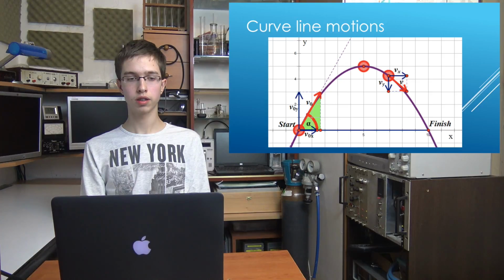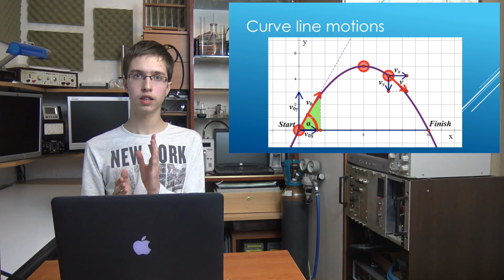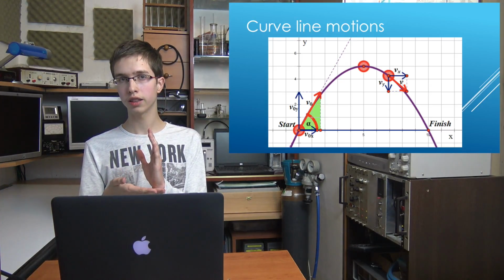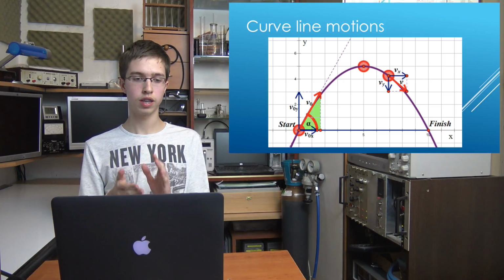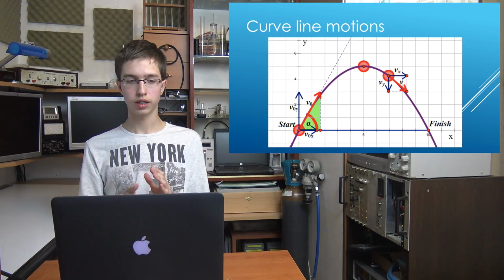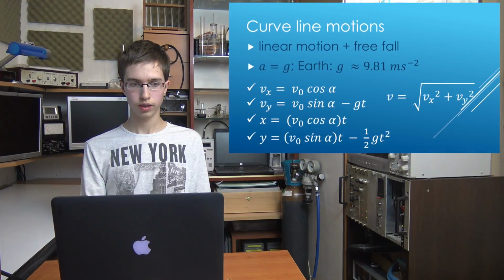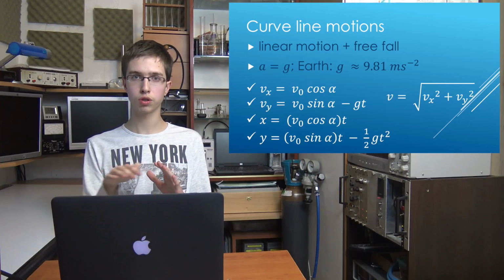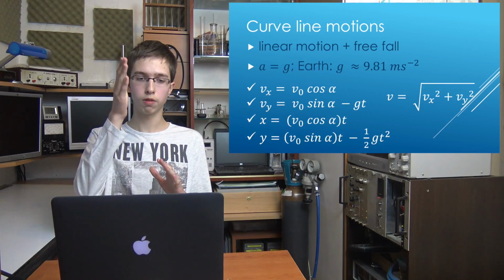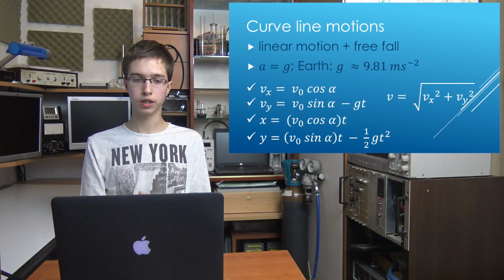And now generally curved line motions. A body can be thrown at any angle up; it doesn't have to be 90 nor 0 degrees. So it doesn't have to be neither vertical nor horizontal motion. It can be at any other angle also. And curved line motions are generally a combination of linear motion, which is motion in the horizontal direction, and free fall, which is fall down, so in the vertical direction.